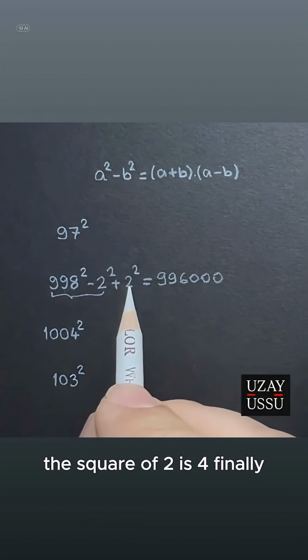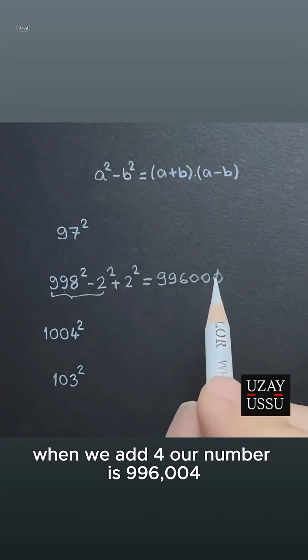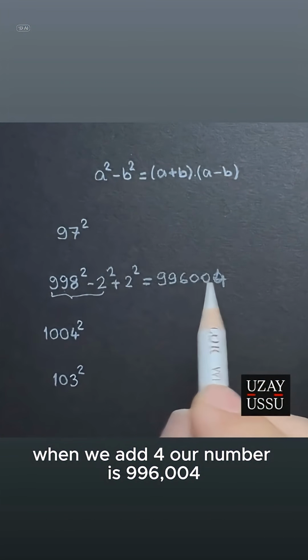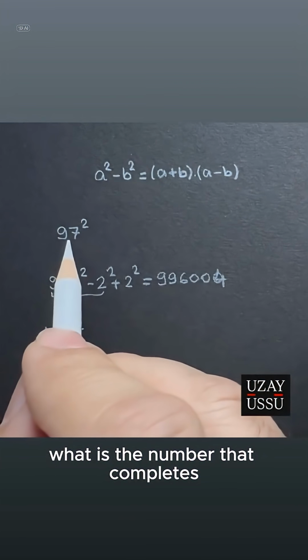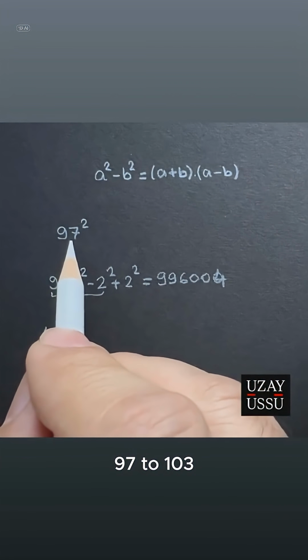The square of 2 is 4. Finally, when we add 4, our number is 996,004.